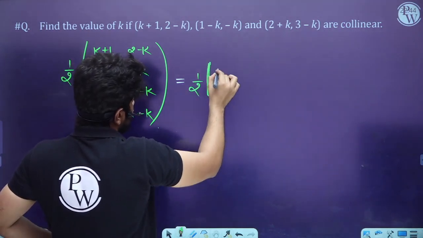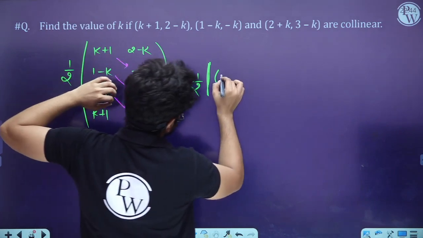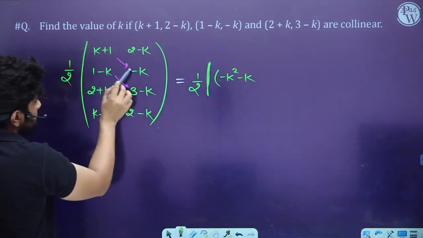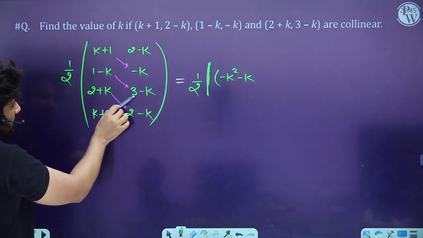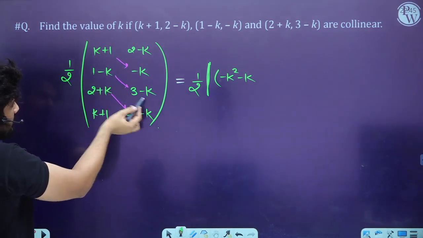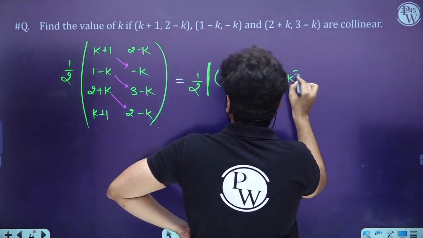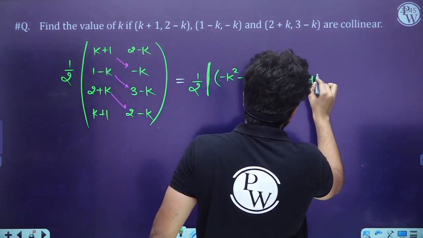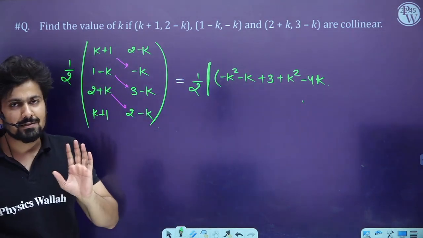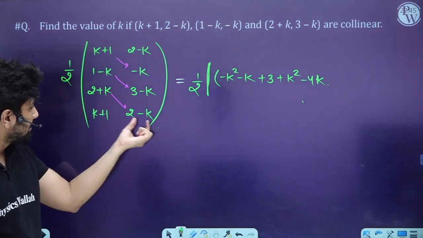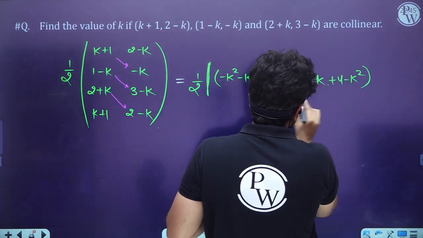modulus of what? If I multiply k plus 1 with minus k, so that will be minus k square minus k, right? K plus 1 into minus k, that will be this. 1 minus k into 3 minus k will be what? You can directly write 1 into 3, that is 3 plus k square minus 3k minus k, which is minus 4k. Okay. So 3 plus k square minus 4k, this is the product of 1 minus k into 3 minus k. You can do that calculation on your own. Then the product of 2 plus k and 2 minus k, that will be 4 minus k square. Right? Now we are going back.